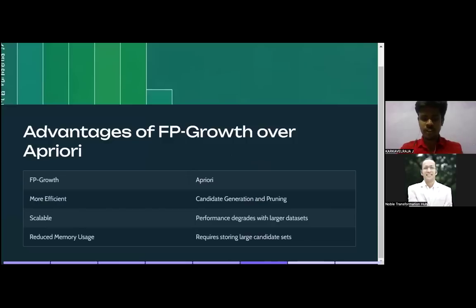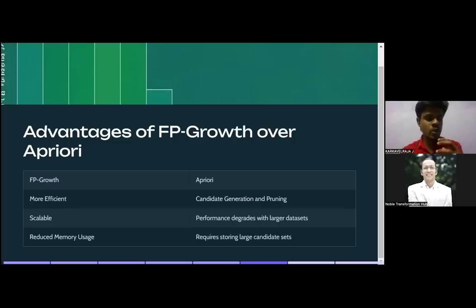First, it is more efficient, whereas the Apriori algorithm has to do candidate generation and pruning. You guys understand, right? We have created a tree, and based on the tree we are just creating the association rules out of it, instead of creating all the permutations and combinations. Next, the FP growth algorithm is scalable. We can scale it to any large data set, but Apriori's performance degrades with larger data sets, because if we have thousands of items, in Apriori we need to do the permutation and combination of all of them, whereas in FP growth we create a tree-like structure, which makes it easier to build the association rules.